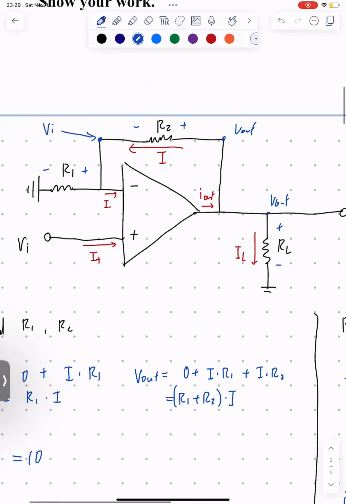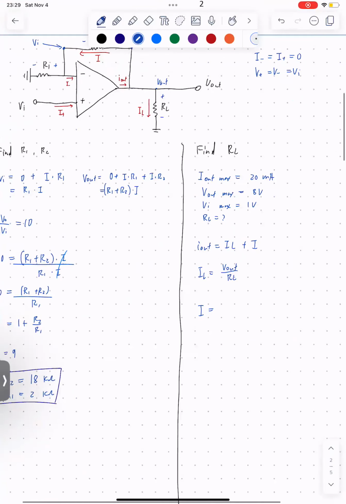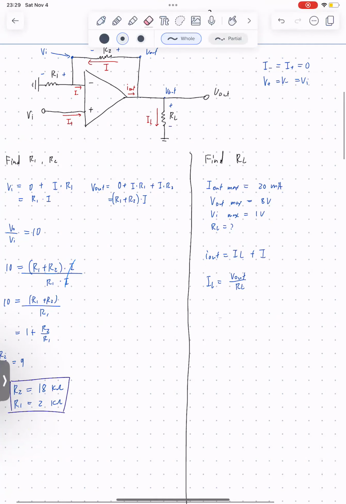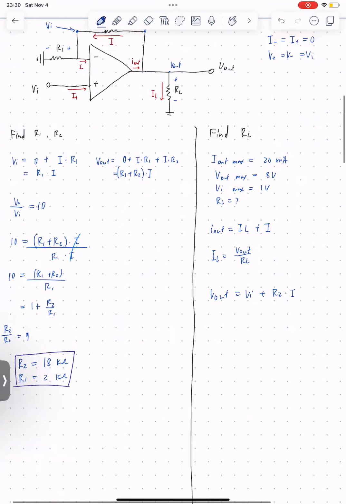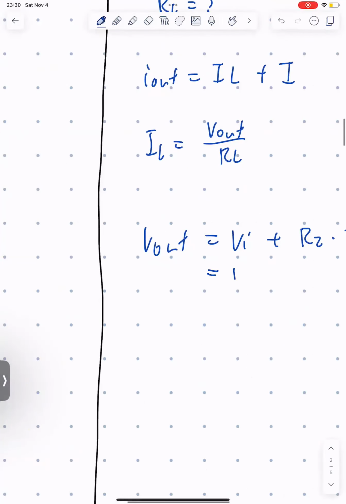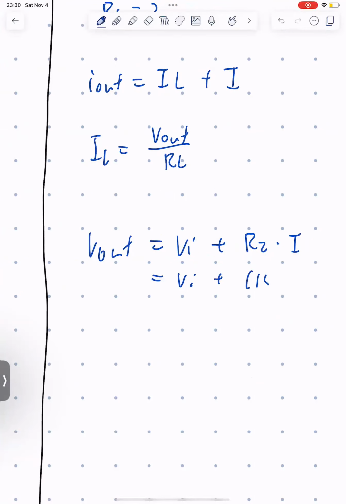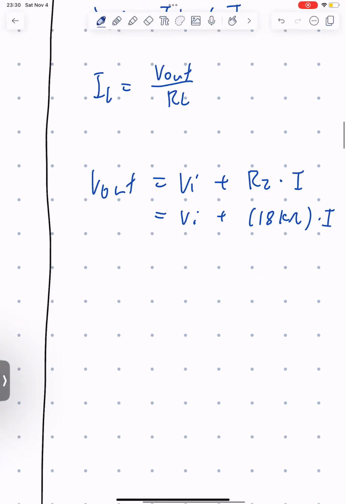If we look over here with VI and V out, we can see another KVL: V out is actually equal to VI plus the resistor voltage of R2. So plus R2, because we already know R2 from our previous design, let's sub in R2. And let's now isolate I.